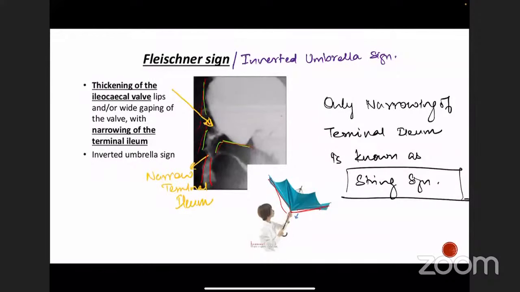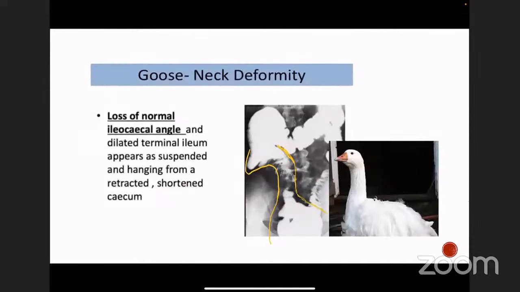What is the difference between string sign, not Sterling, just string, and Fischer's sign? Just narrowing of the terminal ileum is known as string sign, whereas with narrowing, an inverted umbrella-like cecum with wide gaping between the valve, a thickened ileocecal valve, is known as Fischer's sign, right? Hope you all are getting it.